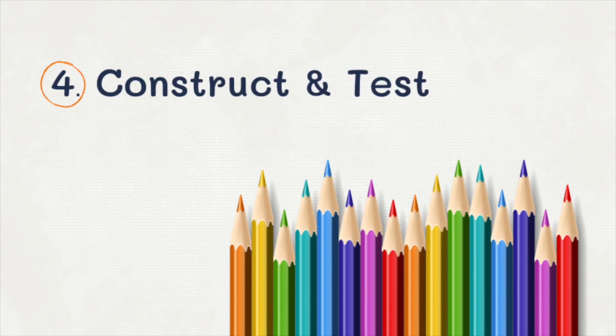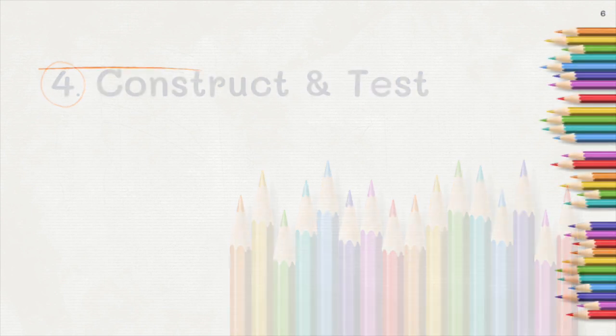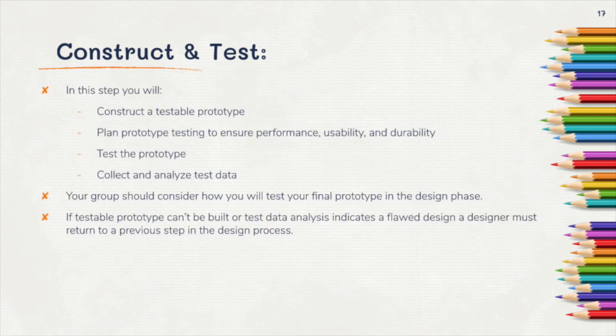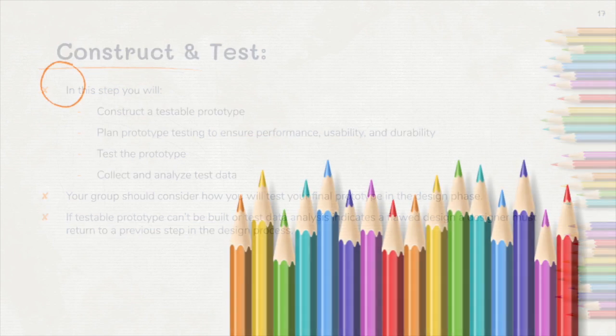The fourth step of the design process is to construct and test. In this step, you create a testable prototype and plan how the prototype will be tested to ensure performance, usability, and durability. The prototype is then tested and data is collected and analyzed. The designer or group of designers should always keep the testing process in mind, even during the design phase. If a testable prototype can't be built or test data indicates a flawed design, you as a designer must return to a previous step in the design process.